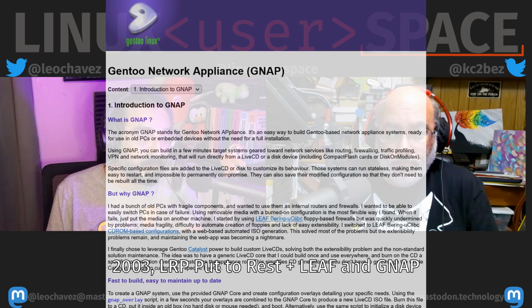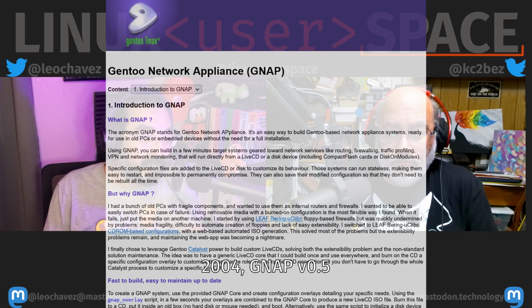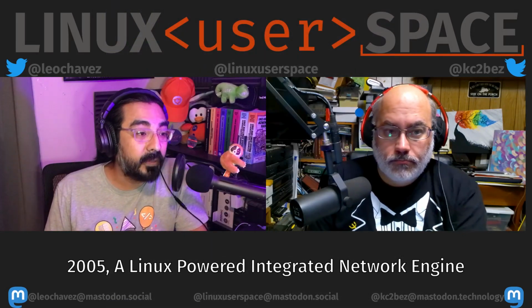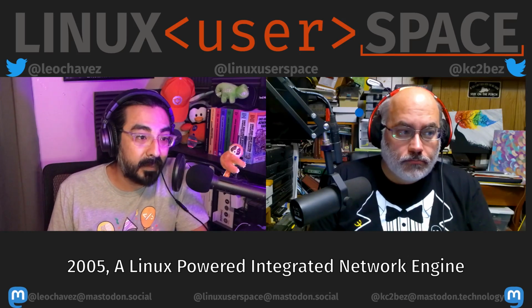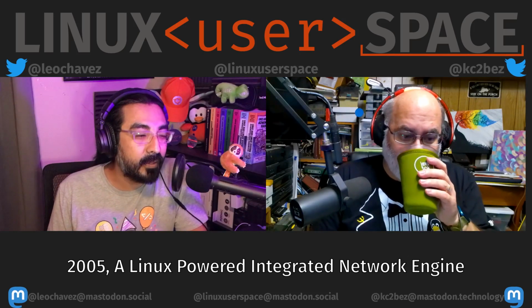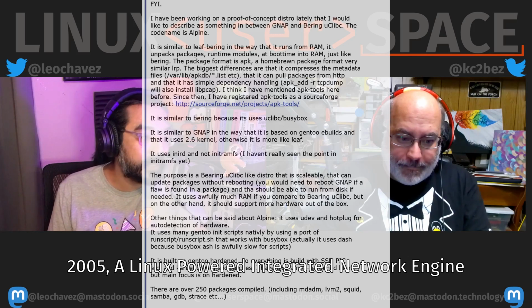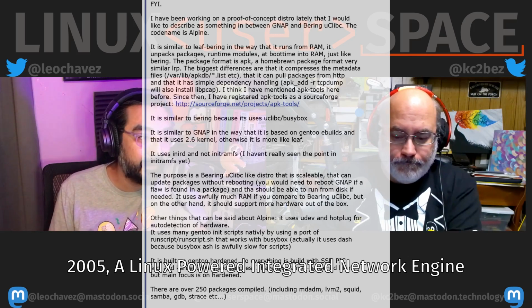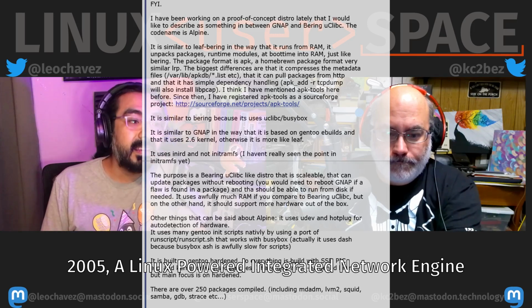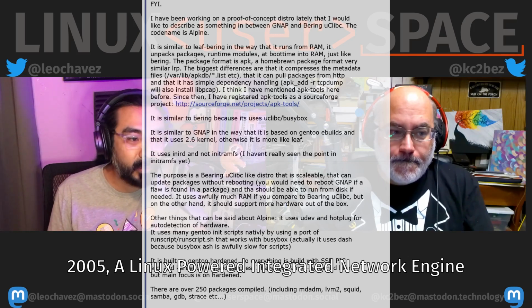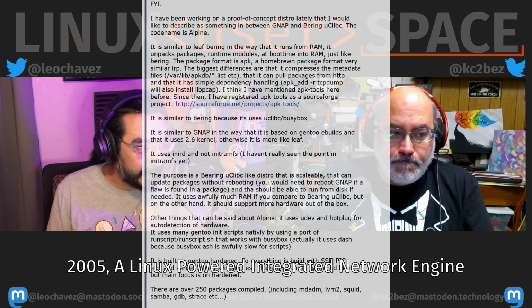GNAP, as its name suggests, sprang from the same need as LRP and Leaf, but using Gen 2 as a base. In November 2004, the 0.5 version of GNAP was released. 1 year later, in August of 2005, while working for a nonprofit company on VPNs and firewalls, and finding that no existing solution perfectly fit, Natanael Copa announced a new distribution on the linux.leaf.devel mailing list. He noted that, "I have been working on a proof-of-concept distro lately that I would like to describe as something in between GNAP and bearing uclibc."